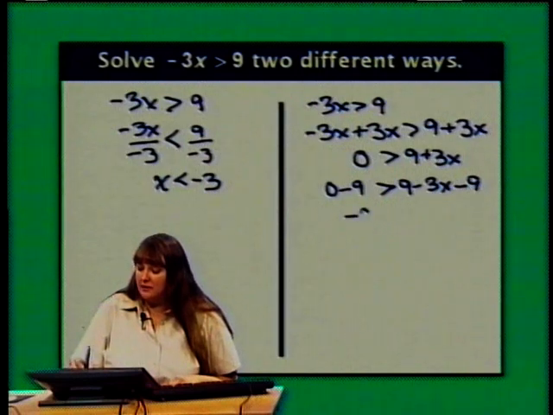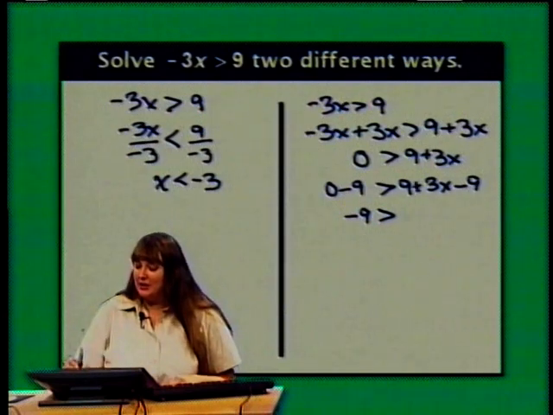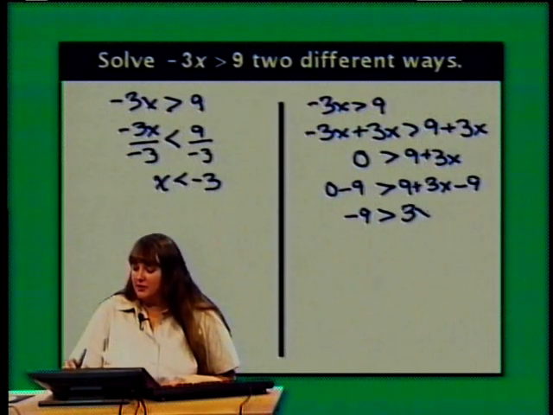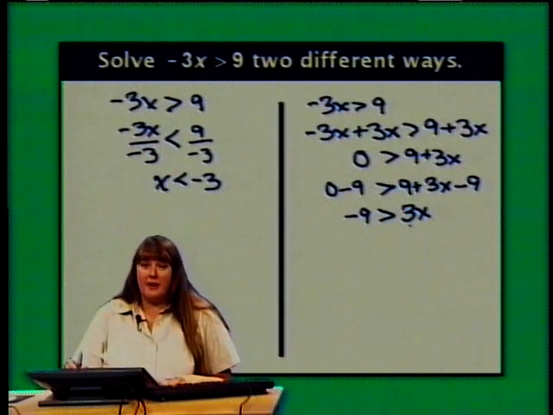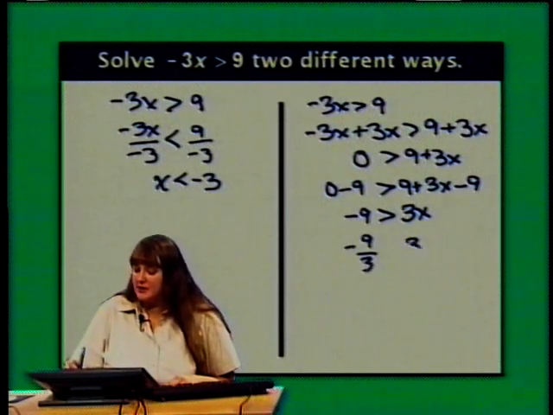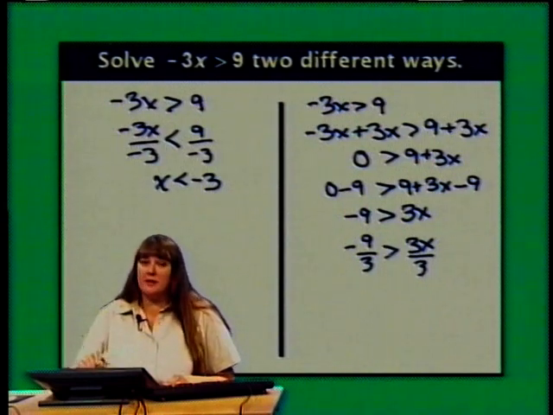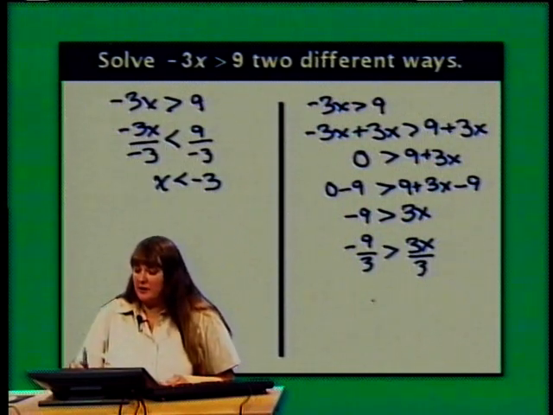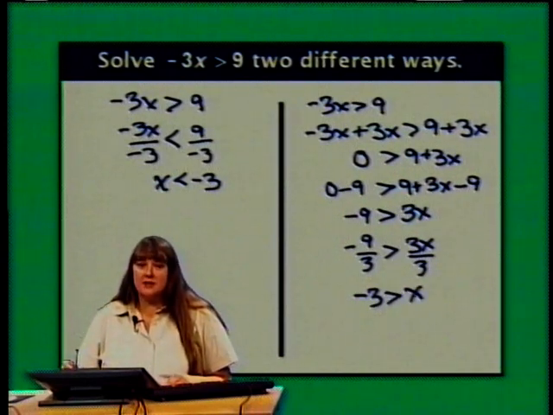That gives me negative 9 is greater than, and I have an error. This should be positive 3x. So negative 9 is greater than 3x when I simplify. Now the coefficient of x is a positive number. So if I divide both sides of this inequality by positive 3, the positive multiplication property of inequality says we need to retain the sense of the inequality. So my greater than symbol stays a greater than symbol. And when I simplify, I have negative 3 is greater than x. This is equivalent to the inequality x is less than negative 3.